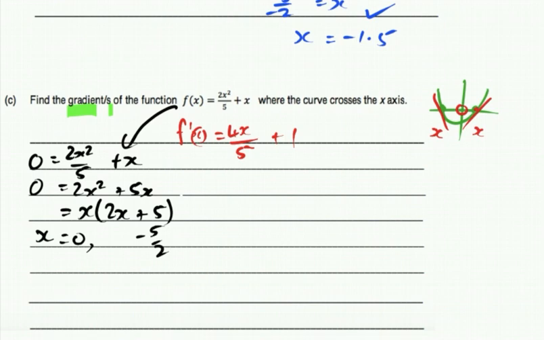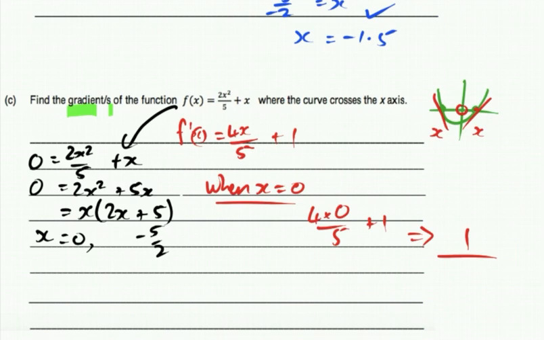So we can then put those into the formula. So when x equals 0, we have 4 times 0 over 5 plus 1. So the gradient is 1. So when x equals 0, gradient is 1. And then we're going to do when x equals negative 5 over 2. So we put that into there. So we go 4 times negative 5 over 2, over 5, plus 1. And then find that when you multiply it out it equals negative 1.